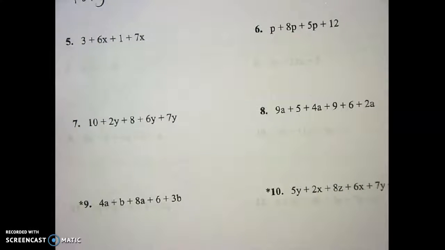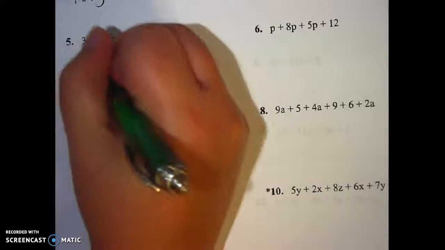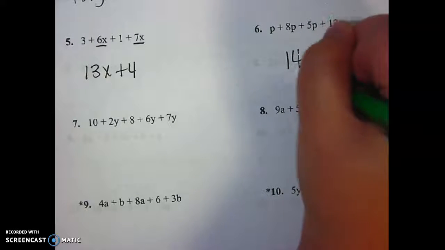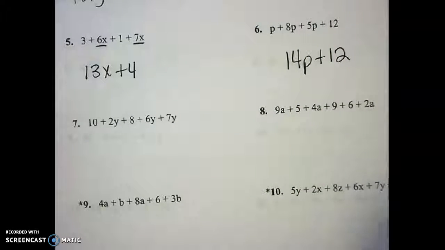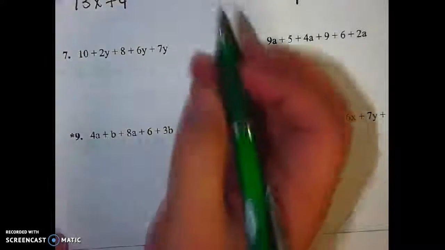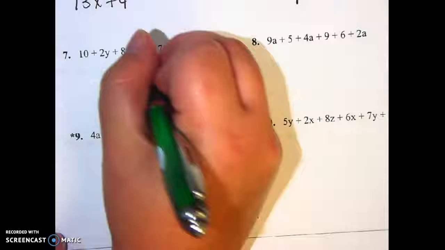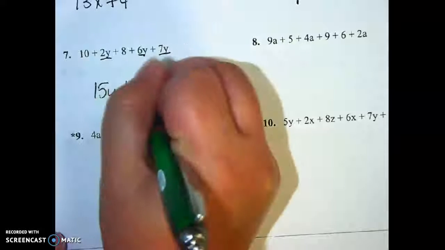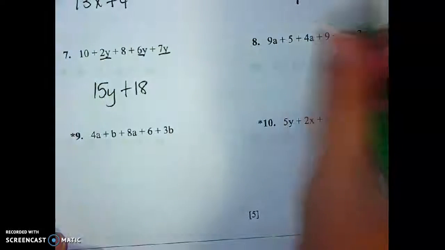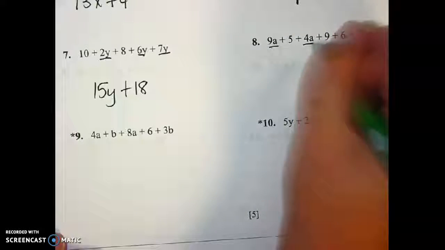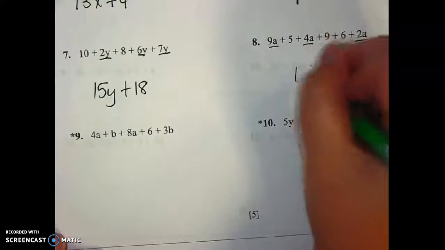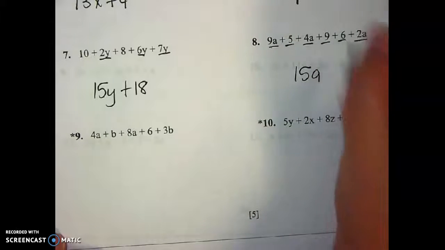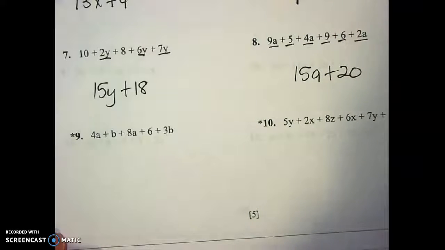5, remember you want these in alphabetical order. That is 13x plus 4. 6 is 14p plus 12. 7, 6 plus 7 is 13, plus 2 is 15y, plus 18. 8, 9 plus 4 is 13, plus 2 is 15. 5 plus 9 is 14, plus 6 is 20. 15a plus 20.